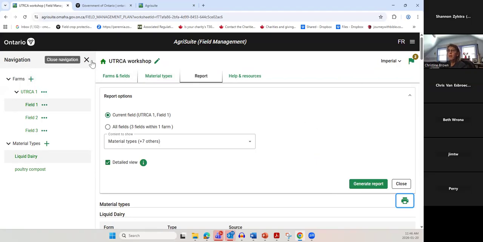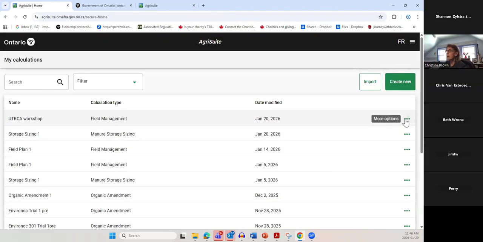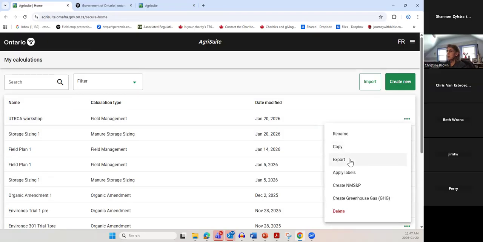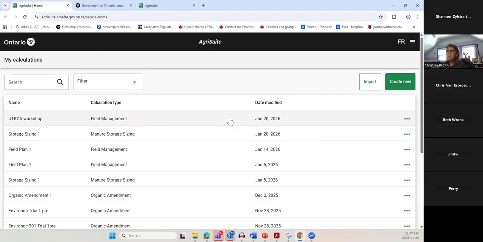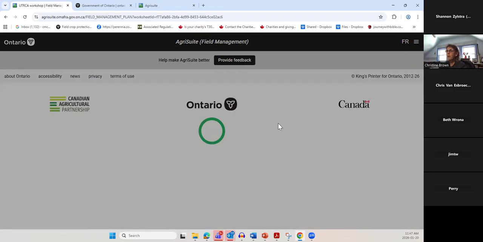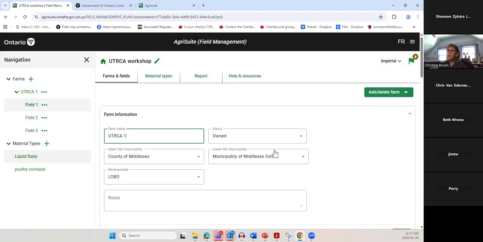So if I went home, I think I could do this. We're going to try it. I should have tried this ahead of time. I can go to my home screen again and I could export this and share it with a nutrient management consultant, or if it's Upper Thames that needs it. And this would send it as a JSON file, which is basically somebody can take that file and then put it into the AgriSuite. If I was sending this for verification, I would probably send it as a PDF.